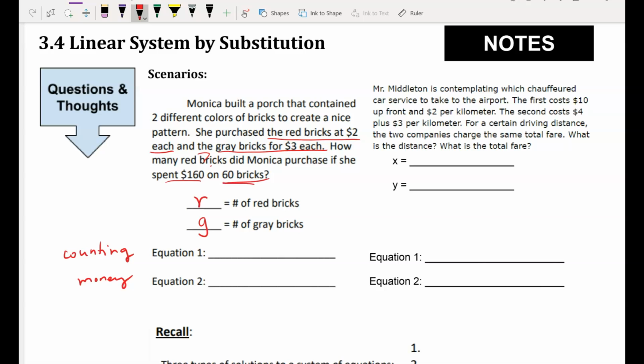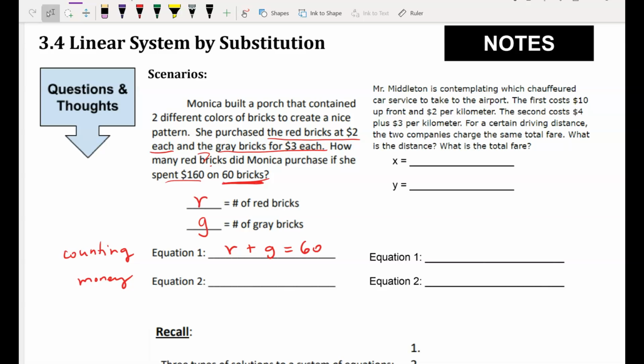We know that she had 60 bricks in total. We don't know how many of those were red and how many were gray. But if we add the number of red bricks and the number of gray bricks, we know we're going to get 60 altogether, and that gives us our first equation. The second equation is going to be based on money.